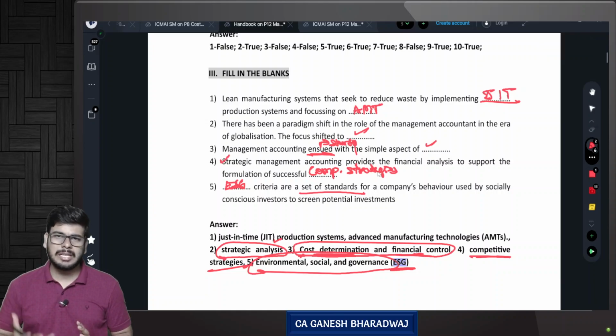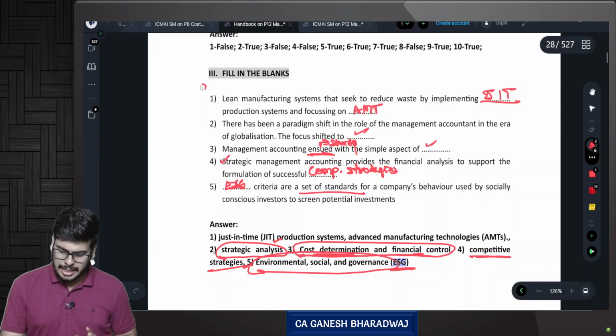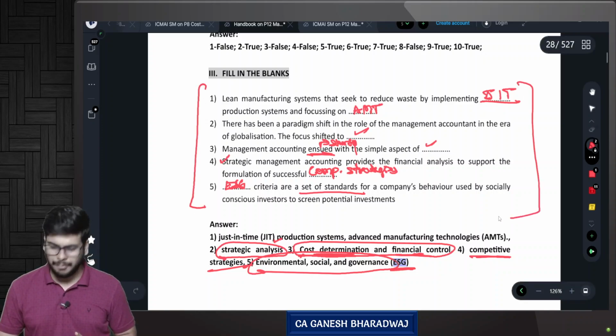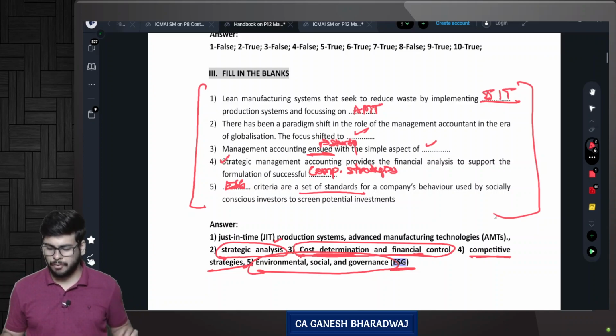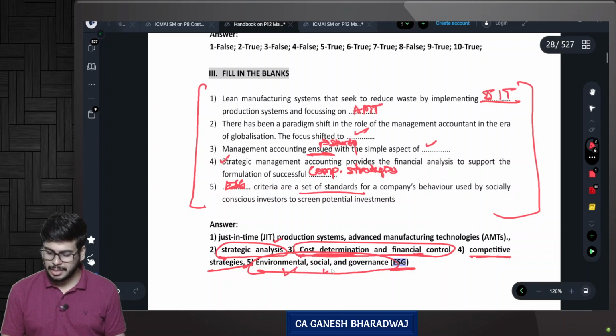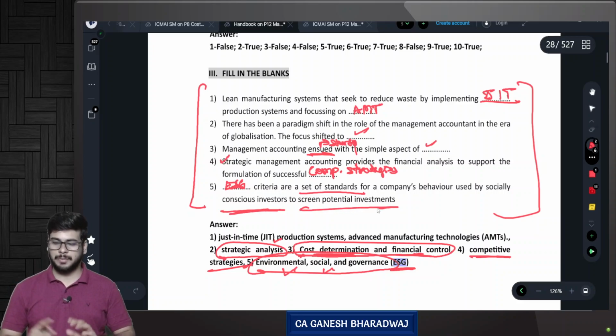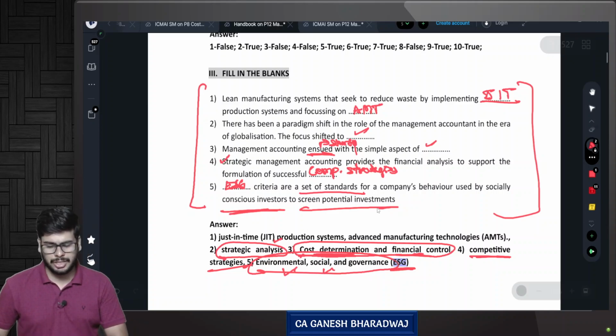So by way of fill in the blanks, the institute wants you to learn a few things. That's okay. Let's keep it like this. These 5 areas alone you prepare for fill in the blanks. But for that, conceptual knowledge itself is sufficient for you to tackle the questions. So ESG means what? Environmental, social and governance criteria are the set of standards for a company's behavior used by socially conscious investors to screen potential investments. So this is what is given in the first chapter.